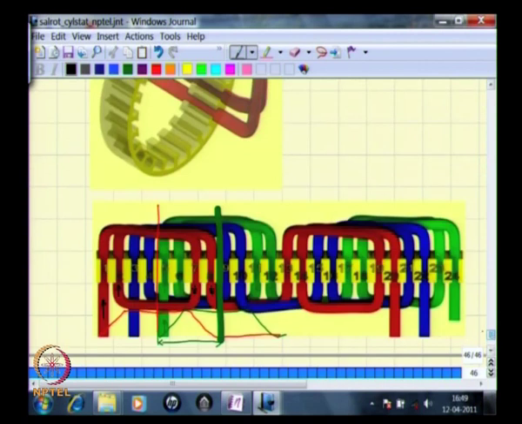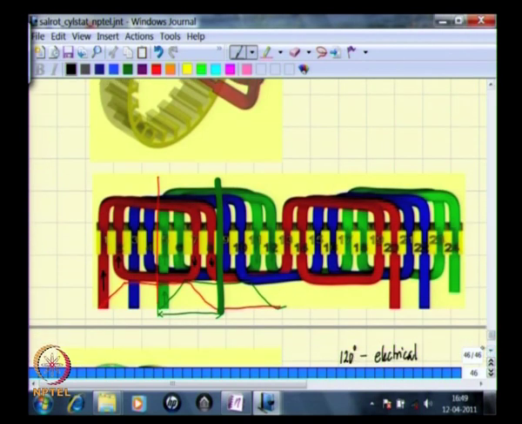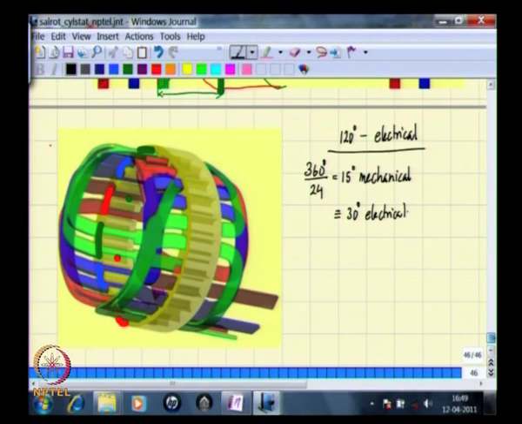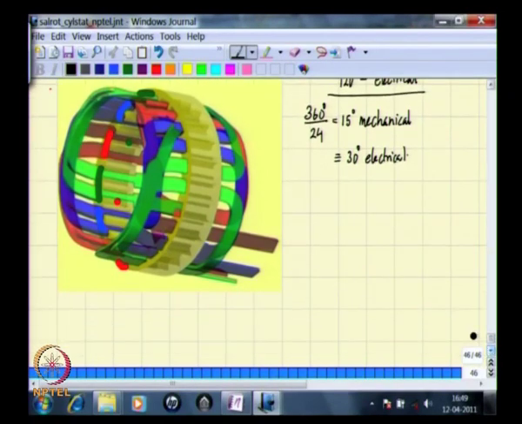And now one can see, if the slot angle is 30 degrees electrical, you now have here between the axis of the R phase and the green phase, 1, 2, 3 and 4 slot angles, which means that the phase displacement of the axis of these two coils is 120 degrees. That is what we have written here. This being a 4-pole machine, this is the arrangement.